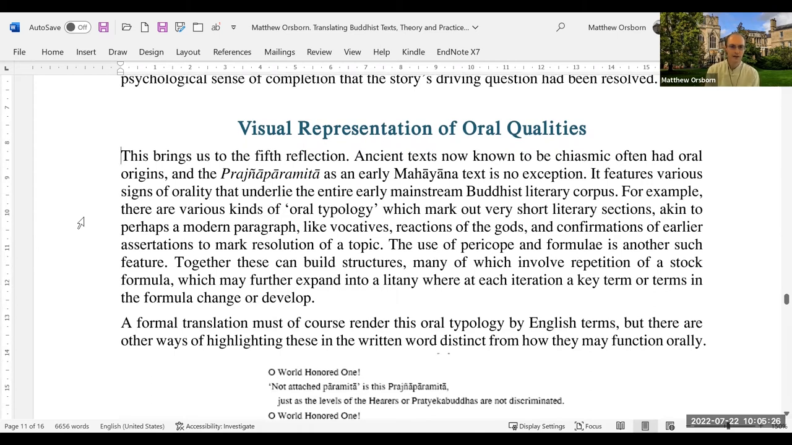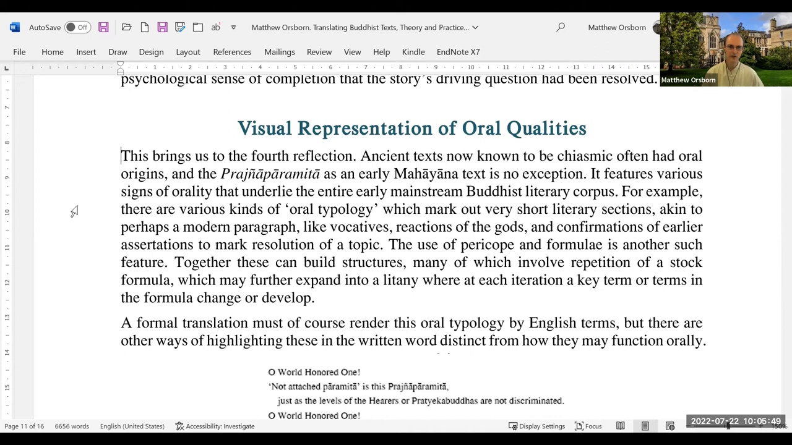The next point is, sorry, that is the fourth point, not the fifth point. This brings us to the fourth reflection. Ancient texts known to be chiasmic often had oral origins, and the Prajnaparamita, an early Mahayana text, is no exception. It features various signs of orality that underlie the entire early mainstream Buddhist literary corpus.